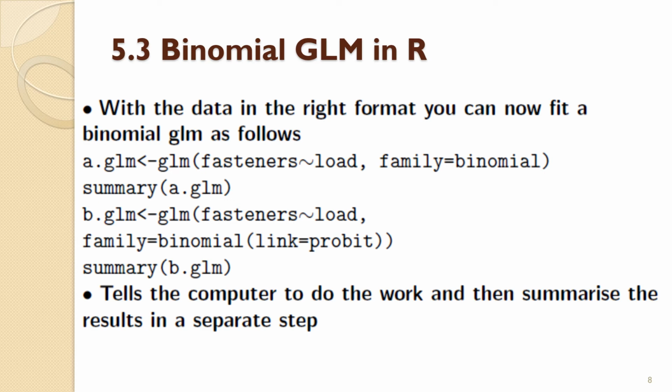So you have the first set of commands, which is a computational command, and then the second summary command to display the results. And how the syntax works would be, this is a generalized linear model. The fastener is related to the load. Family equals binomial. That bit tells R that you are fitting a probability regression model, not just a standard regression model. And then there's the extra bit to specify if you want to fit a probit model rather than a logit model.